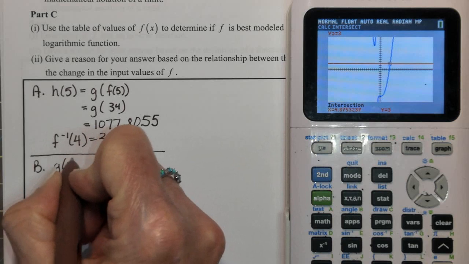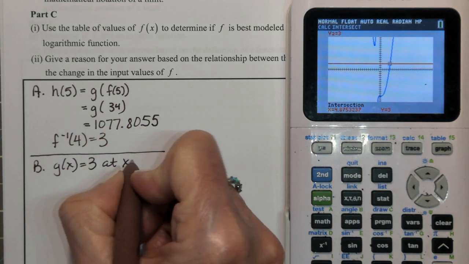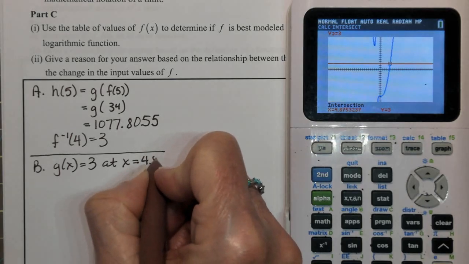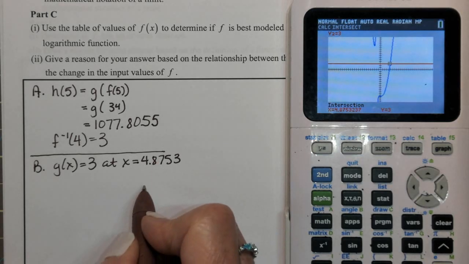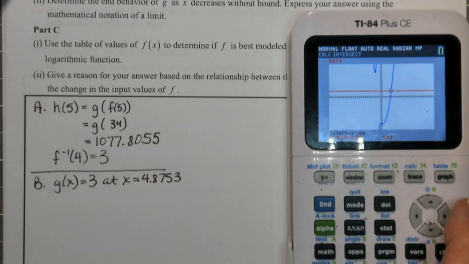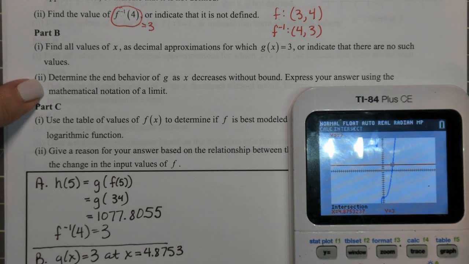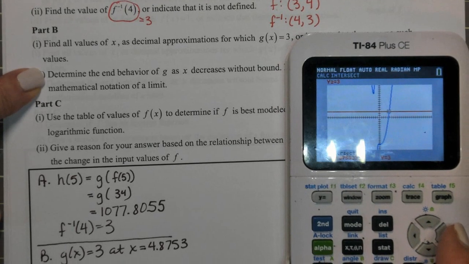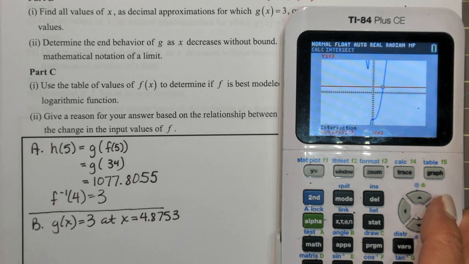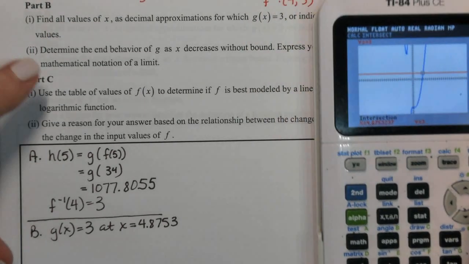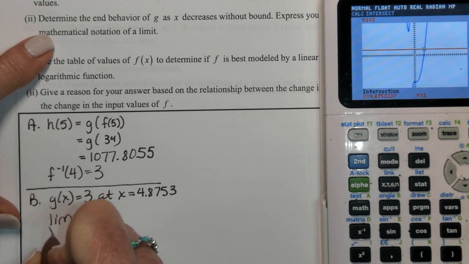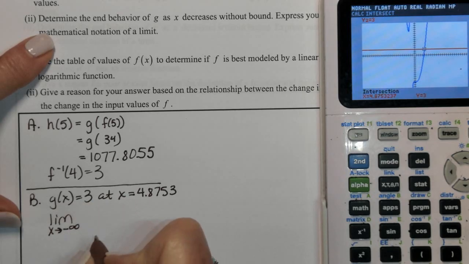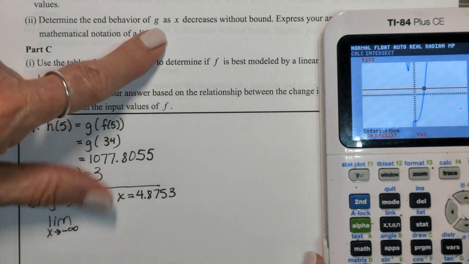So g of x is equal to 3 at x is equal to 4.875. You have to give at least 3 values after the decimal point. So that's all they wanted for part 1 of part B. Part 2, determine the end behavior of g as x decreases without bound. As x decreases without bound. So what's going on as x decreases without bound, and we're supposed to use mathematical limit notation. So the limit as x approaches negative infinity, because we're decreasing without bound, of g.